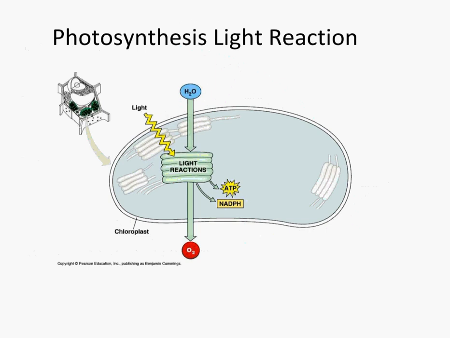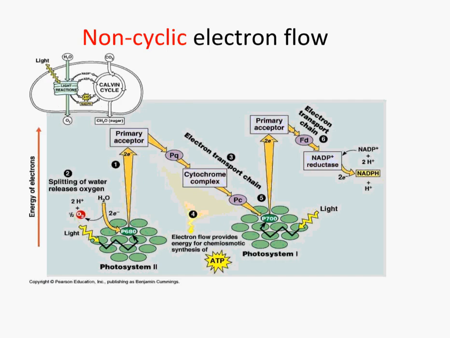Again, water is a reactant on this end of things. Oxygen is going to be the byproduct here. But again, the most important products of this part of the reaction are ATP and NADPH. ATP, adenosine triphosphate, is the energy currency of the cell, and NADPH is considered an electron carrier. Those electrons represent energy. It's going to carry those electrons to a place where it can get rid of them and use them. There are 2 different electron flows in the light-dependent reaction.